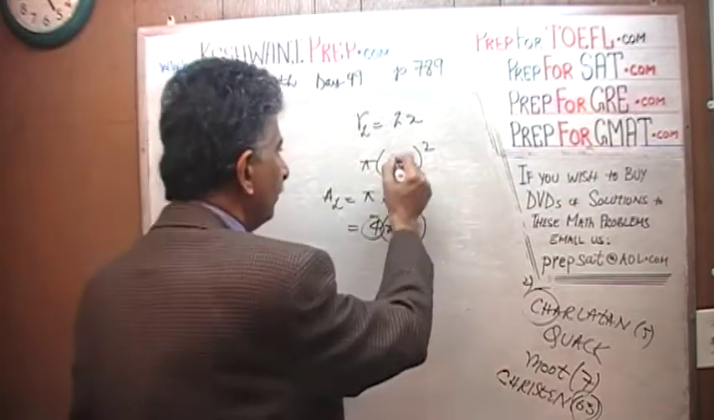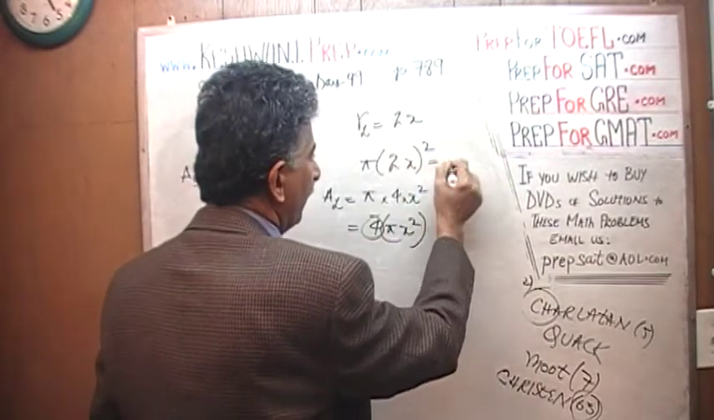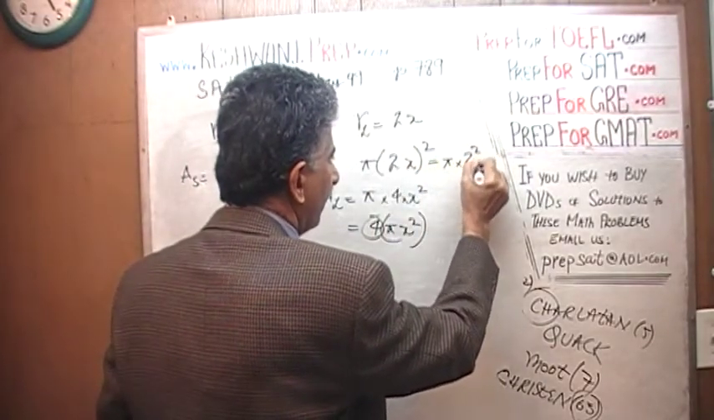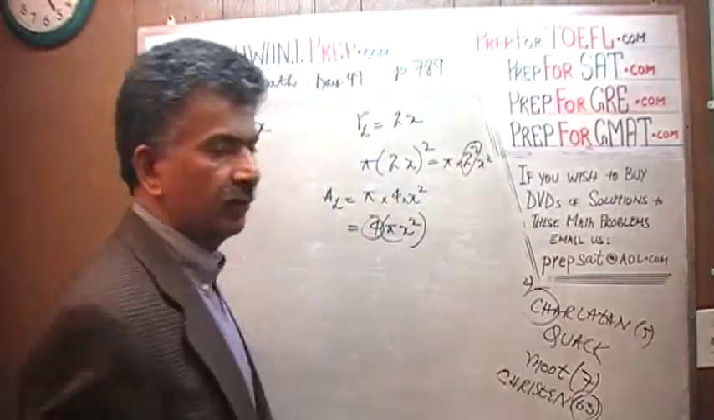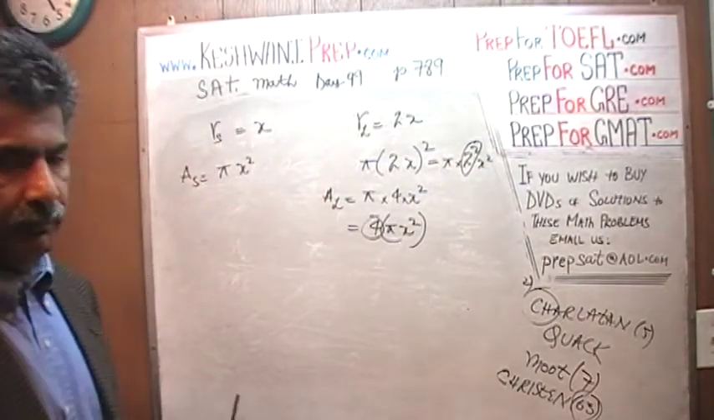Because of the fact that this 2 is being squared. This pi r squared is pi times 2 squared times x squared. The 2 is being squared. That's all.